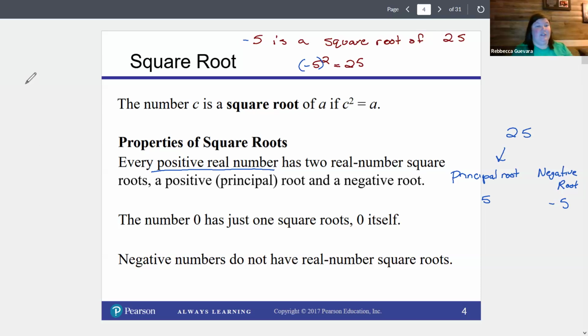However, the number 0 has only one square root, itself, because if I take 0 and I square it, I get 0 back. Therefore, the square root of 0 would be 0. So 0 only has one root. And negative numbers do not have any real number square roots.